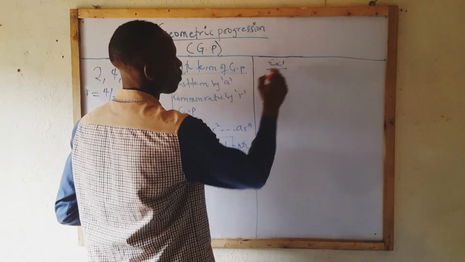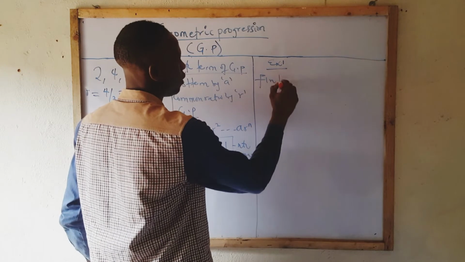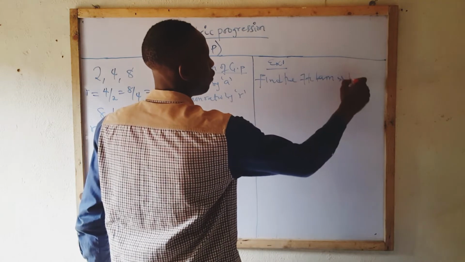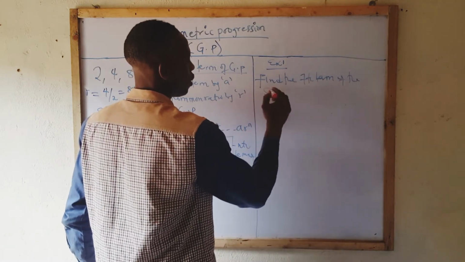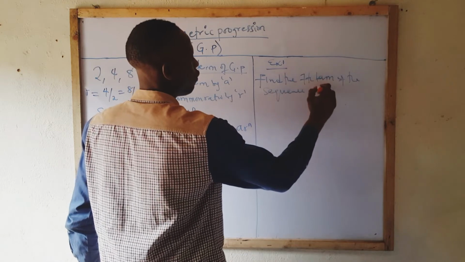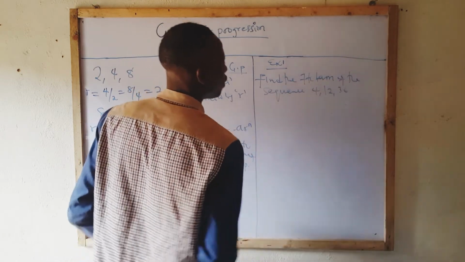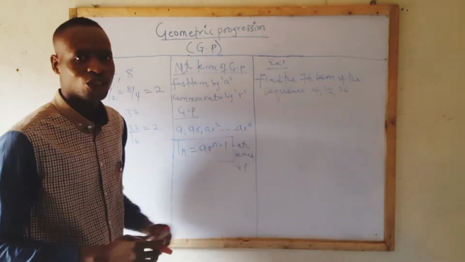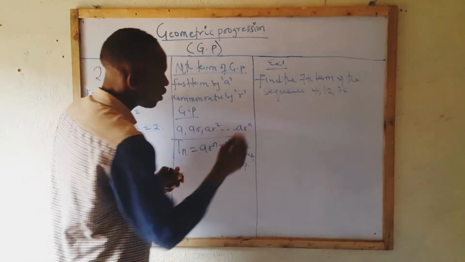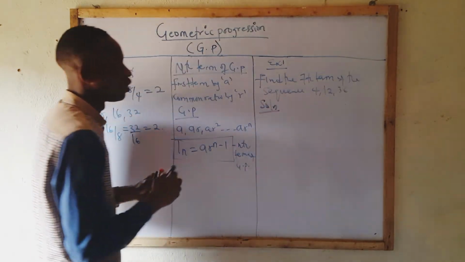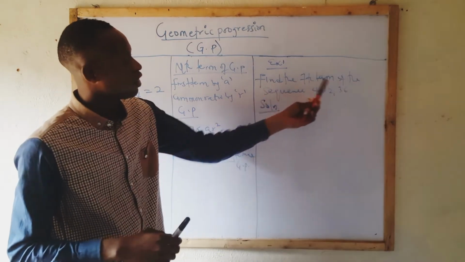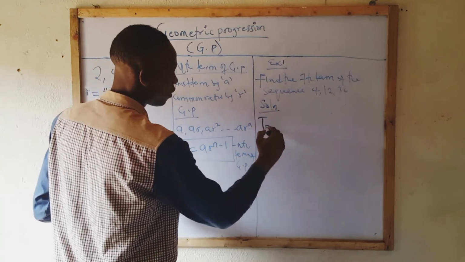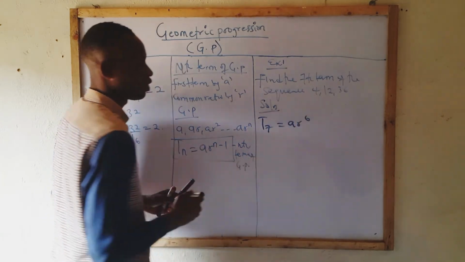Example 1: find the seventh term of the sequence 4, 12, 36. It's not difficult, just pay attention to how I'm going to solve this. Solution. Find the seventh term. We said this power reduces by 1. That means T7, which is the seventh term, will be equal to AR raised to power 6. That is what should come to your mind.